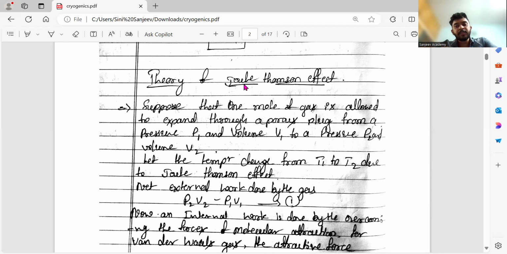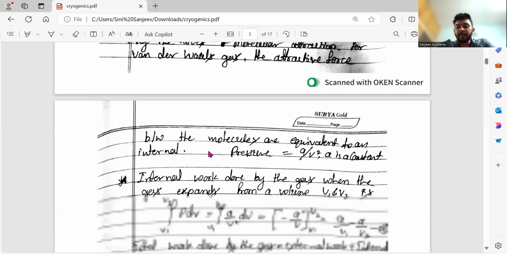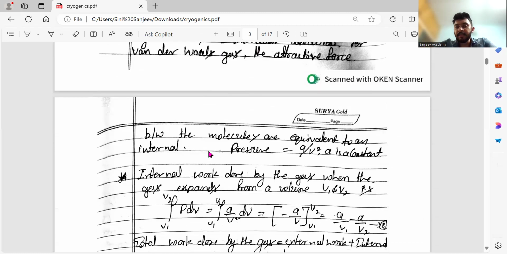First we'll do the external work done by the gas. That is P2 V2 minus P1 V1, where P1 and P2 are pressures and V1 and V2 are the volumes respectively. So this is the external work done. Now the internal work done we will get through integration. And one more thing is the pressure formula, which is nothing but A by V square, where A is a constant.